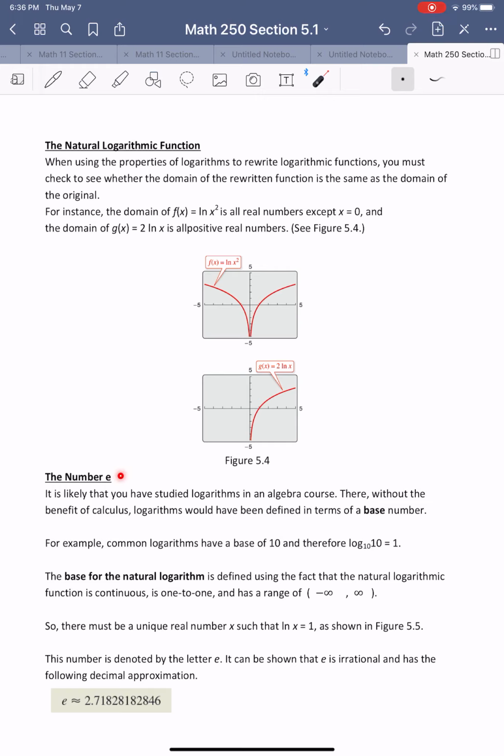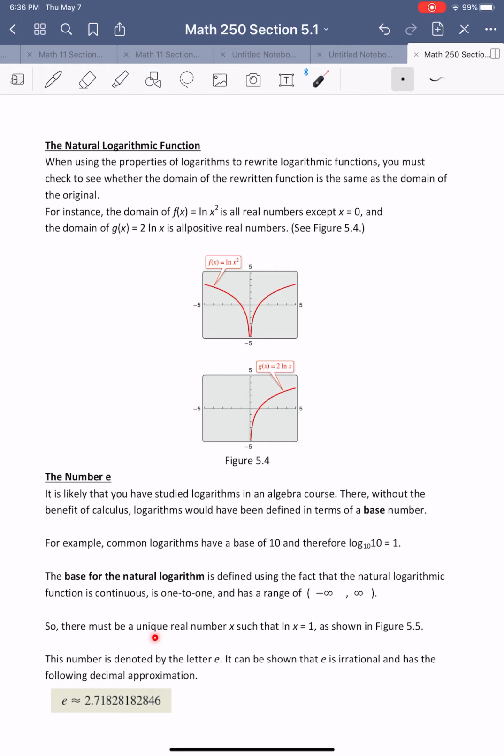So the number e that we can think about. It's likely you have studied the logarithm in an algebra course. There, without the benefit of calculus, a logarithm is defined in terms of a base number. For example, the common logarithm has a base of 10, and therefore log base 10 of 10 is equal to 1. The base of the natural logarithm is defined using the fact that the natural logarithmic function is continuous and also one-to-one, and its range is negative infinity to infinity.